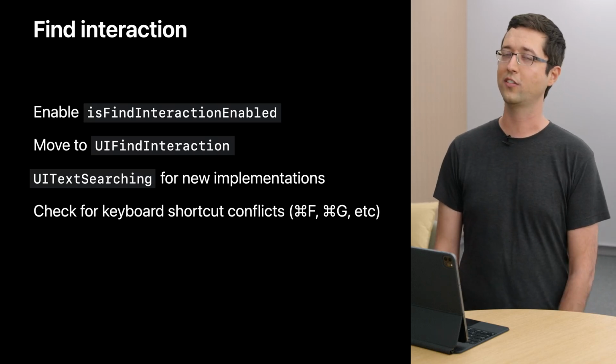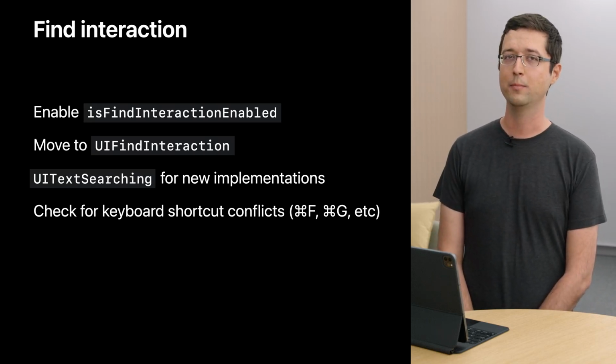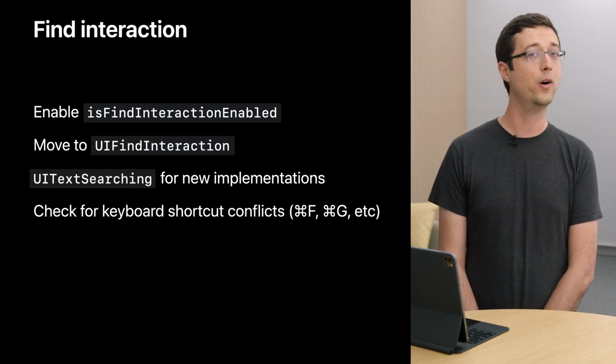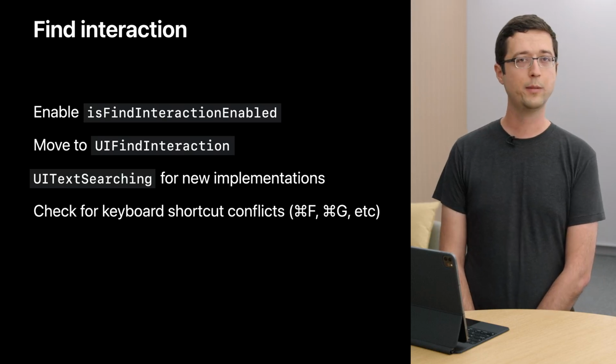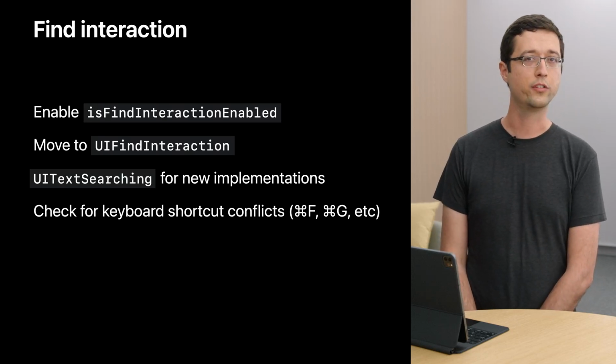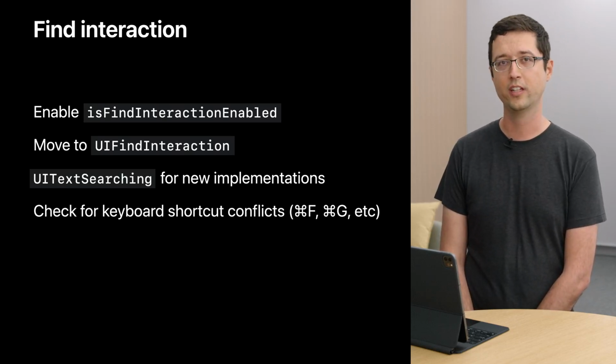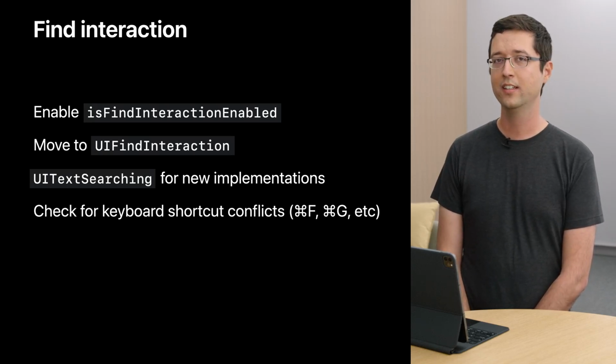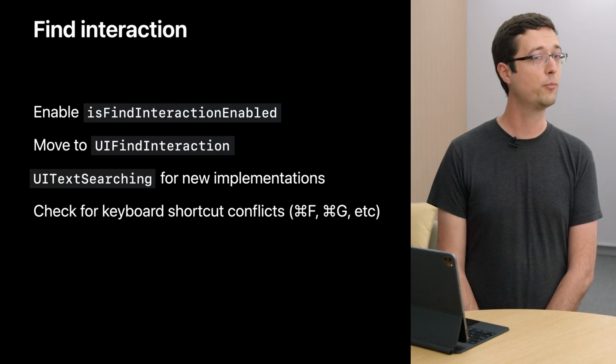For system views that display a lot of text content, make sure to enable Is Find interaction enabled. Move your existing Find implementation to UI Find Interaction. Implement UI text searching and use UI text searching Find session if you don't yet have text searching in your app. And lastly, check and make sure you don't have any conflicting keyboard shortcuts in your app.